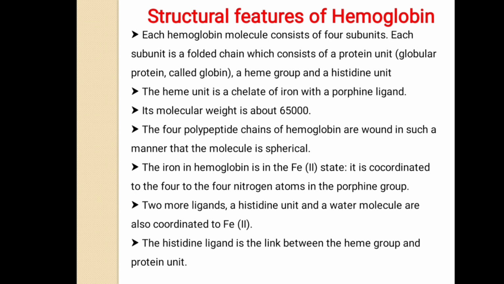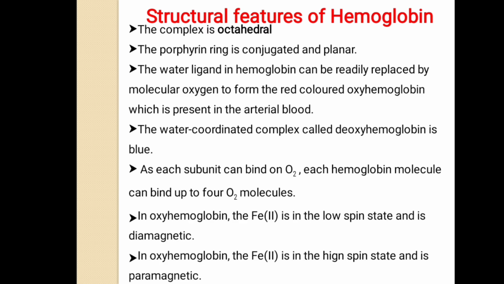The iron in the hemoglobin molecule is in the Fe2+ state. It is a very important point. The iron in the hemoglobin molecule is in the Fe2+ state. It is coordinated to the 4 nitrogen atoms in the porphyrin group. 2 more ligands, a histidine unit and a water molecule, are also coordinated to Fe2+. The histidine ligand is the link between the heme group and the protein unit. The whole complex is octahedral in nature.